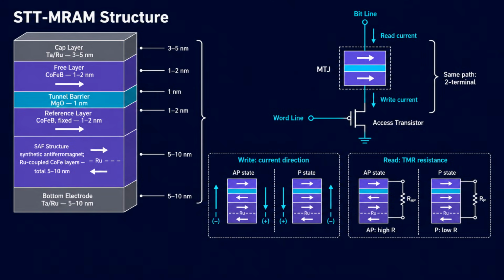STT-MRAM uses a magnetic tunnel junction stack. From bottom to top: electrode, synthetic antiferromagnet structure, fixed reference layer of CoFeB, MgO tunnel barrier about 1 nanometer thick, CoFeB free layer 1 to 2 nanometers thick, and cap layer. The cell is two-terminal. The same current path is used for both reading via TMR and writing via STT.